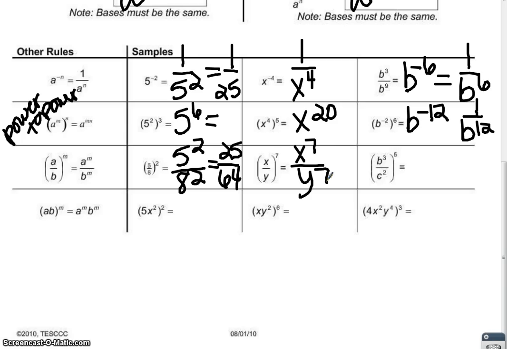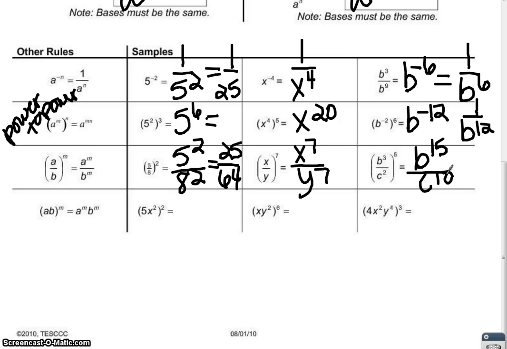So let's look at this last one. I have b to the 3rd divided by c squared all to the 5th power. So when I redistribute it, I have b to what power? What should I do when I have a power to another power? Add, subtract, multiply, or divide? I should multiply. So here I have b to the 15th divided by c to the 10th. And where I got 10 and 15 from: in the numerator, 3 times 5 gives me 15. And in the denominator, 2 times 5 gives me 10. That's where I got those exponents from.